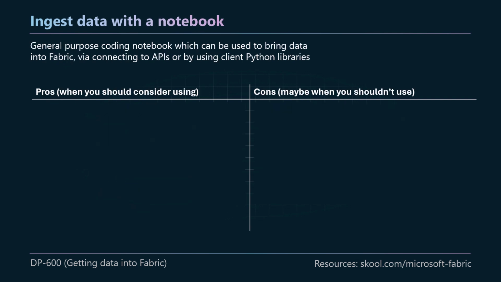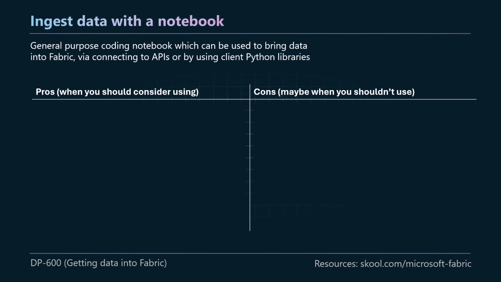Next up, we've got ingesting data with a notebook. And a notebook is just a general purpose coding notebook, which can be used for a wide variety of things, but one of the things is to bring data into Fabric. Now, we can do this by connecting to APIs, using something like the requests library in Python or something similar, or by using client Python libraries.